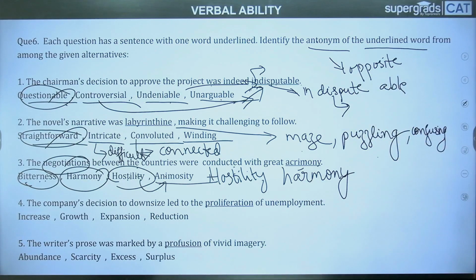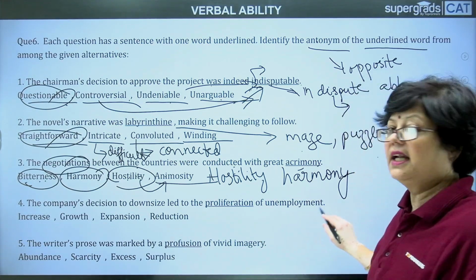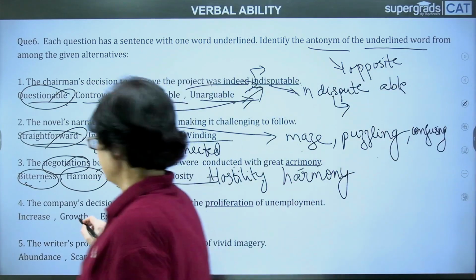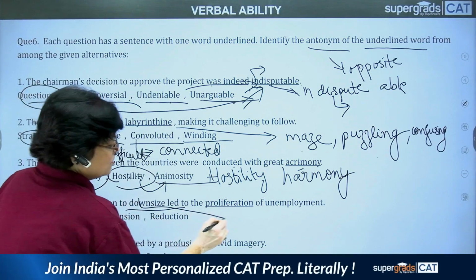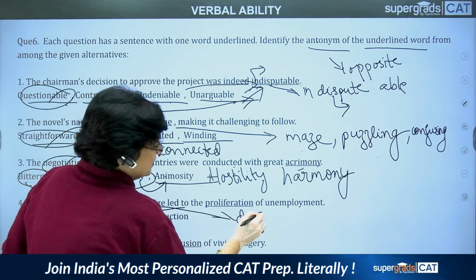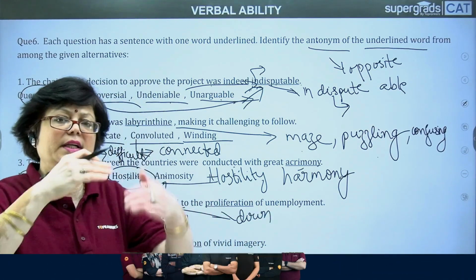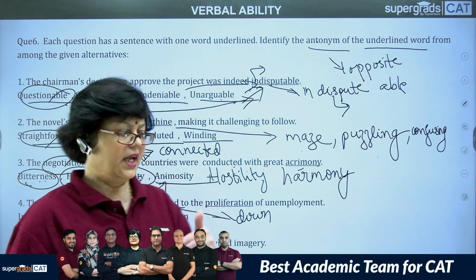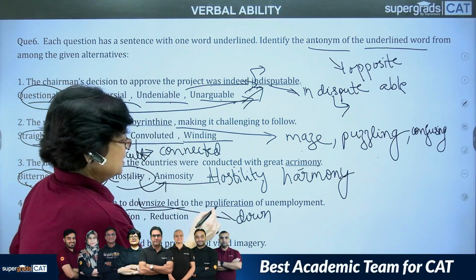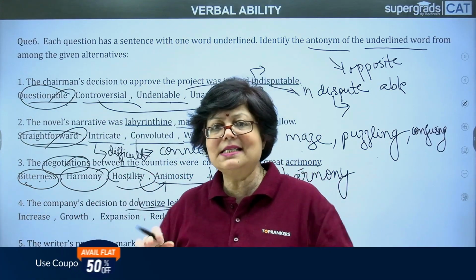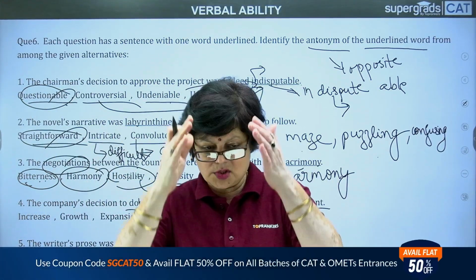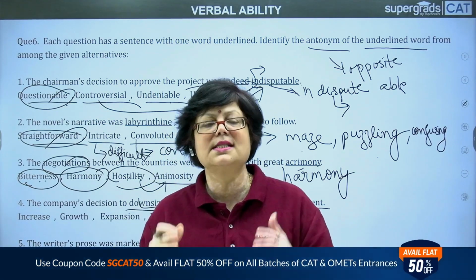Look at sentence number 4. The company's decision to downsize led to the proliferation of unemployment. I repeat, the company's decision to downsize. Herein lies the key. Downsize. If it is downsizing, it means it is going down, it is reducing. Okay, led to the proliferation of unemployment. So unemployment is increasing. If the company wants to go down, it will cut down on its employees.